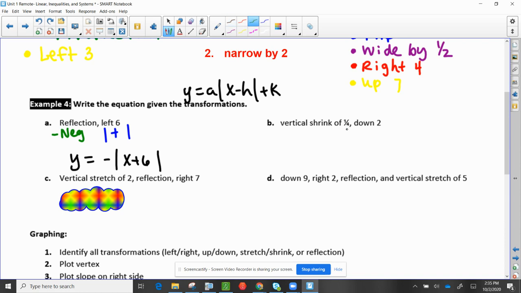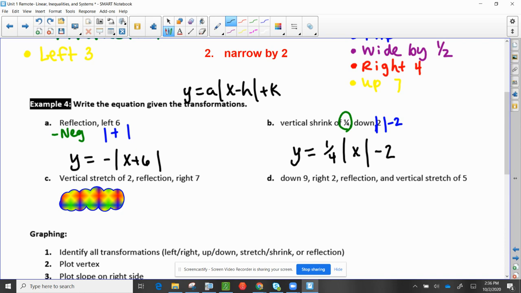Okay. Let's look at B, a vertical shrink of a half. Okay, so we have a half in front. And then we know we're going to go down 2. So again, down implies that it's a minus 2. And then remember, up and down is outside your absolute value. Okay, so now if I write this, a shrink means we have a coefficient in front. So 1/4, the absolute value of x, and then down 2, minus 2 on the outside.